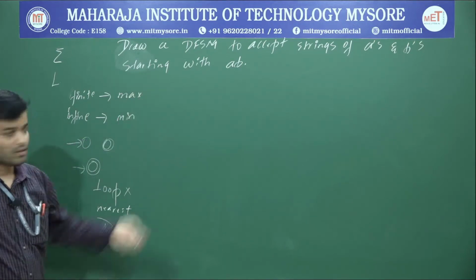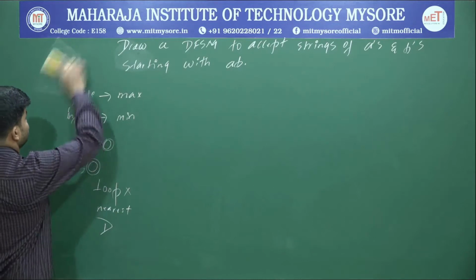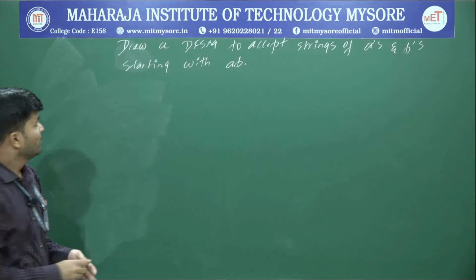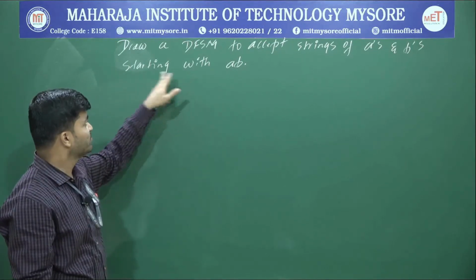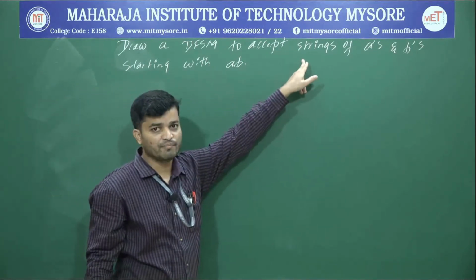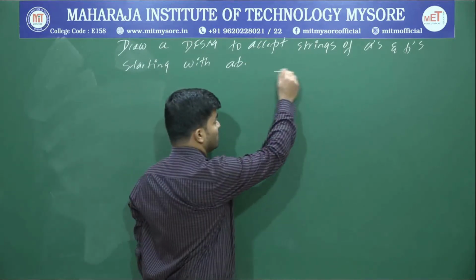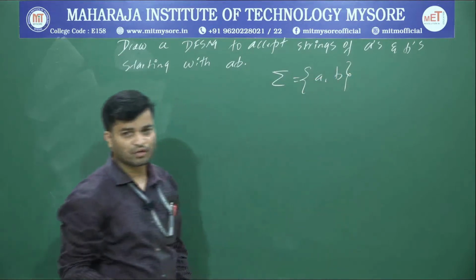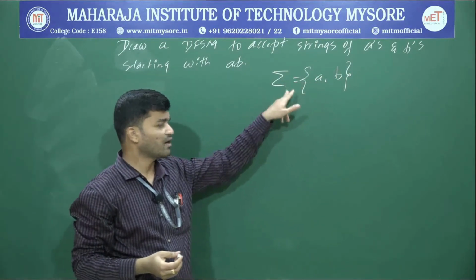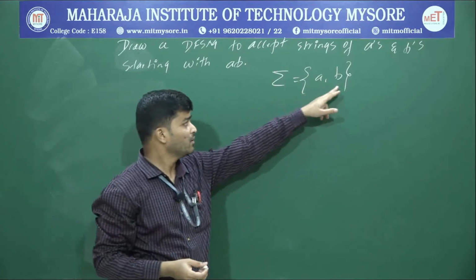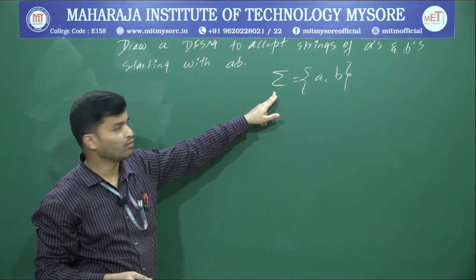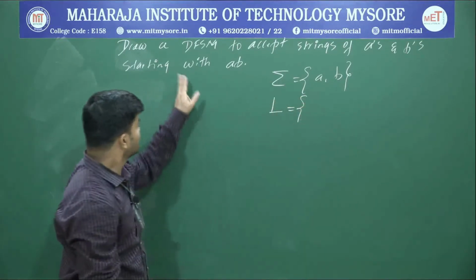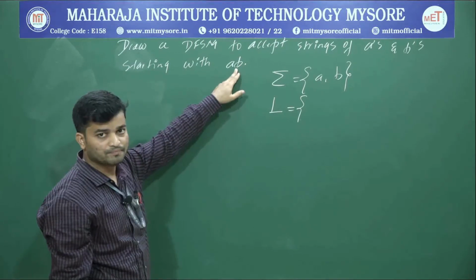Now I'm going to solve this particular problem. Draw a DFA to accept strings of A's and B's starting with AB. Strings of A's and B's, therefore your sigma will become A comma B, or your alphabet will become A comma B. Once you define the alphabet, next you have to write the language.